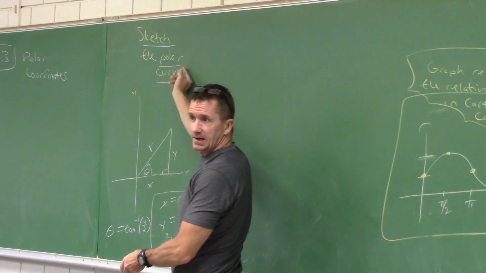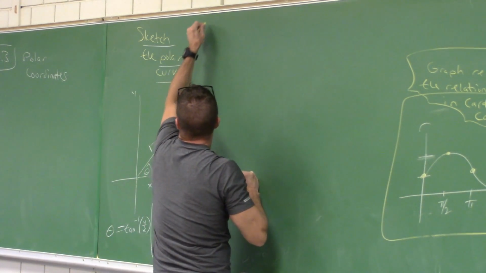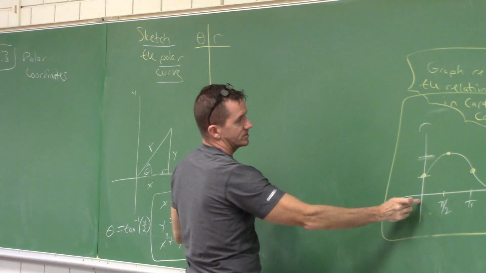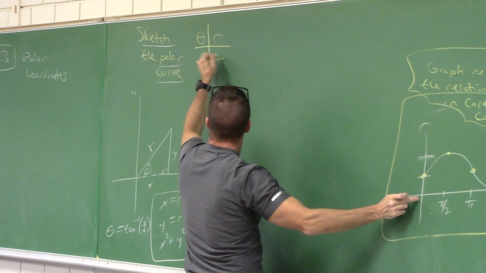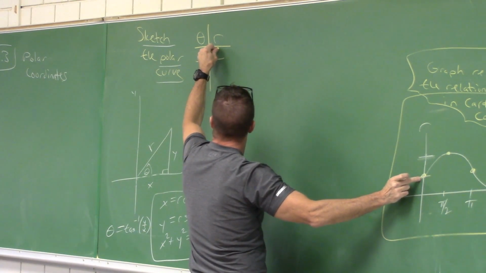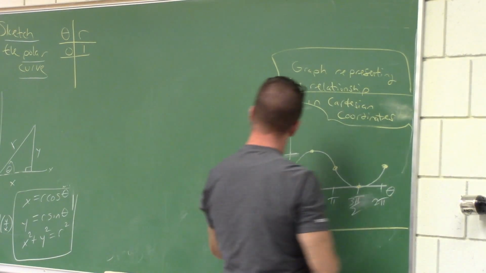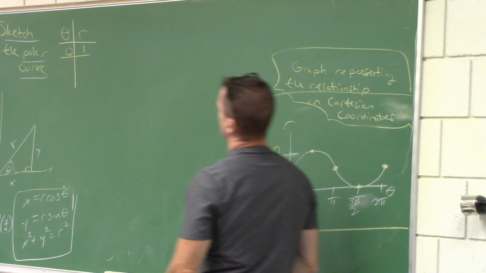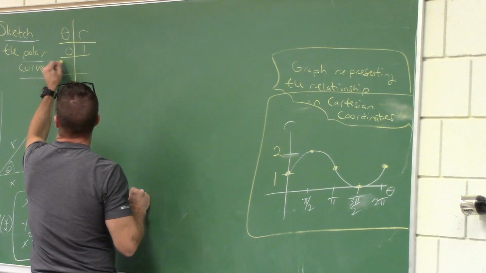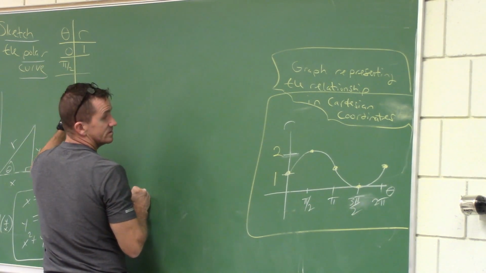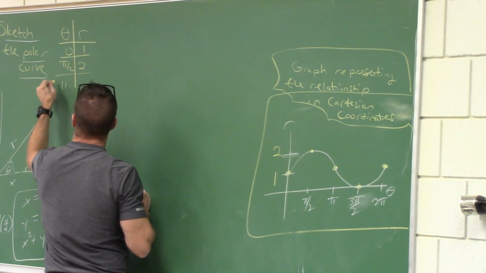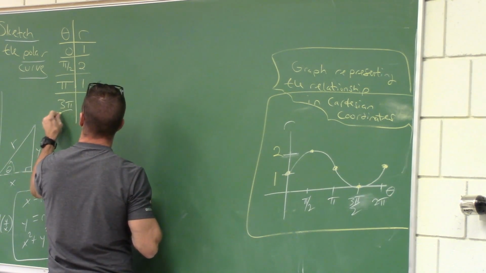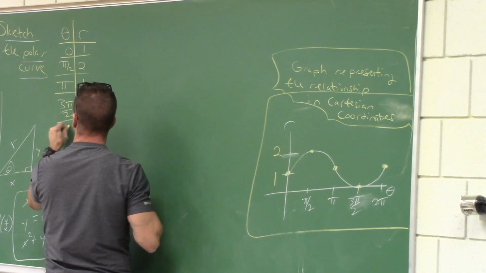I say start with making a table. Help me make a table. What's going on at these key points? Start with, what's going on when theta was 0? What's the radius? 1? Oh, I should label these. This is a 1, this is a 2. This is 0. All right, what's going on at pi over 2? How high is it? 2. How about pi? 1. How about 3 pi over 2? 0. And one more point, let's go to 2 pi. 1.